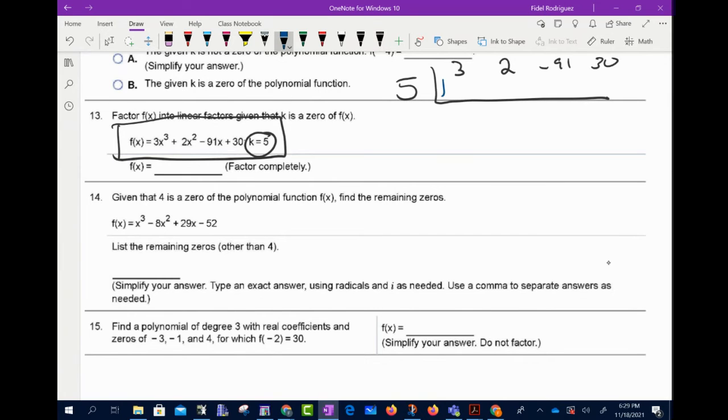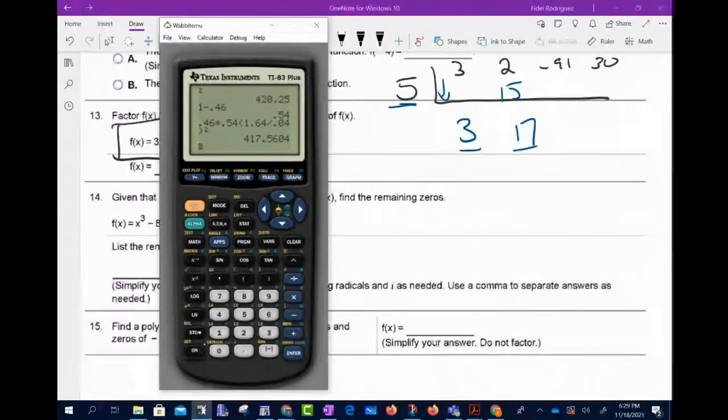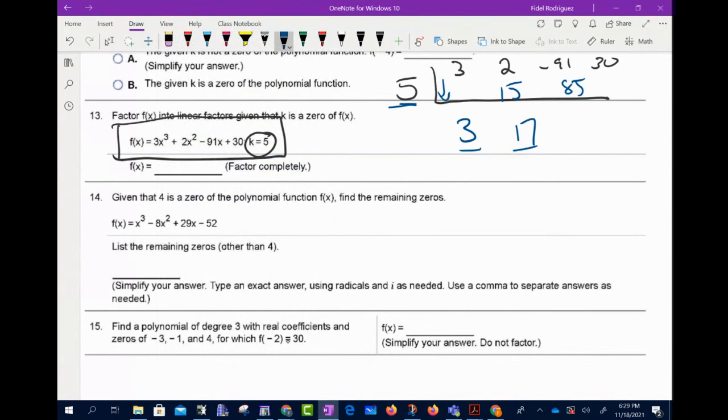Then we start doing the first step. We bring down the 3. We multiply, that's a 15. Add those together, that's a 17. 5 times 17, I don't know off the top of my head, so I've got a calculator. It's 85. And this is a negative 6. Then 5 times negative 6 is negative 30. And we get 0, which is what we want because he told us it was a zero, right?